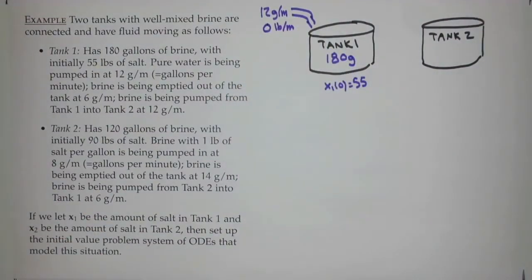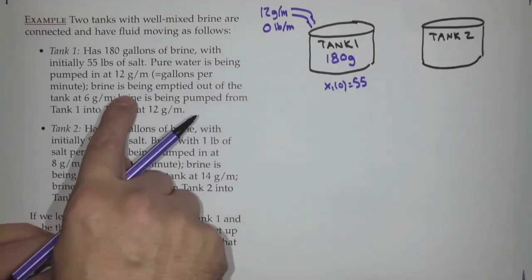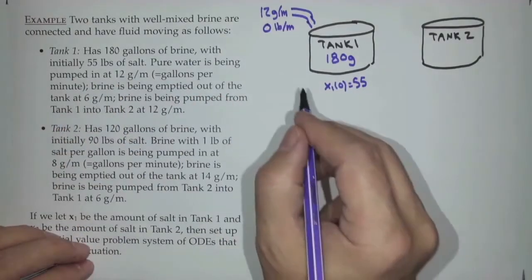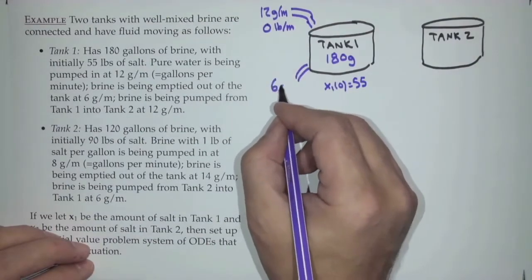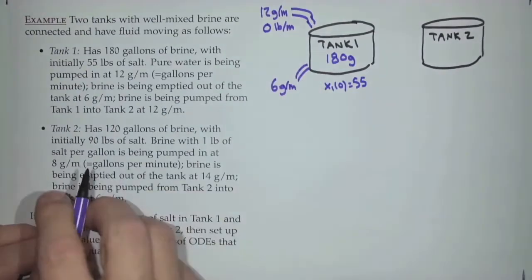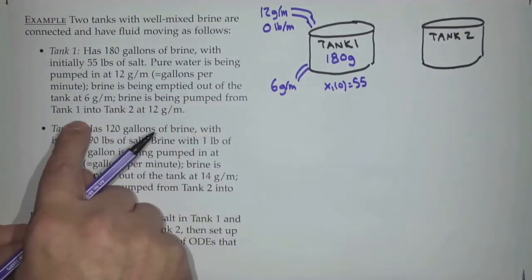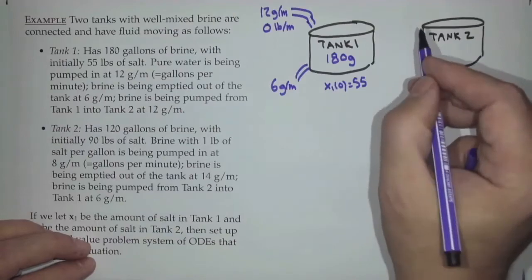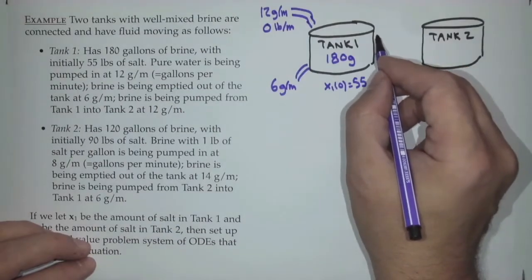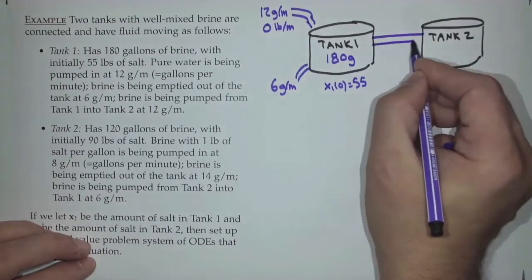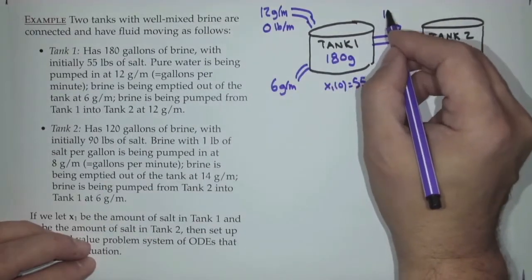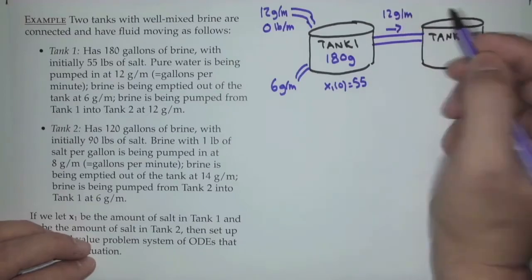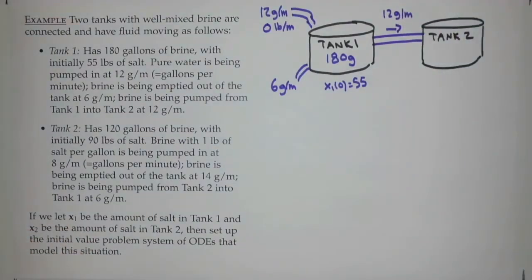Brine is being emptied out of the tank at 6 gallons per minute. So there's something that's coming out at 6 gallons per minute. And brine is being pumped from tank 1 into tank 2 at 12 gallons per minute. These tanks are connected, and we're going this way at 12 gallons per minute. That's the information associated with tank 1.